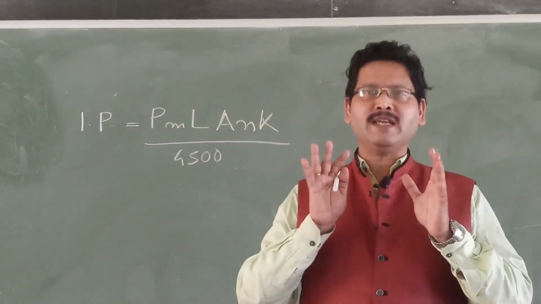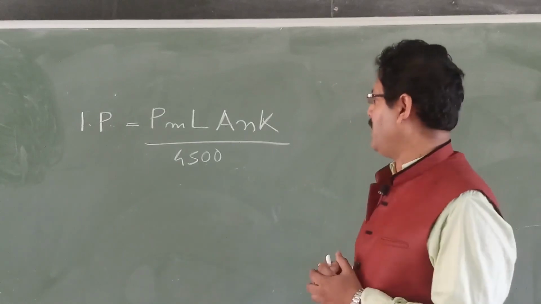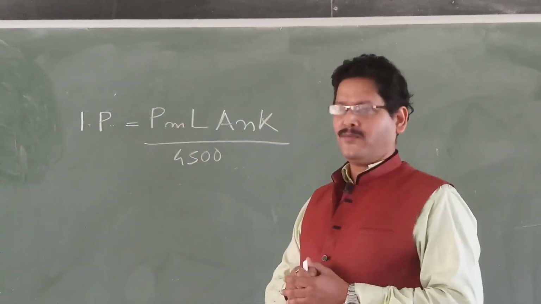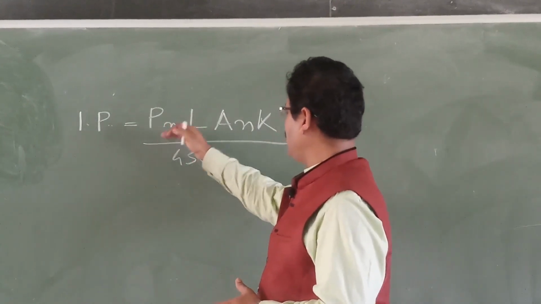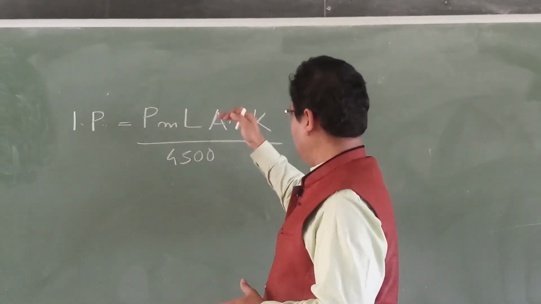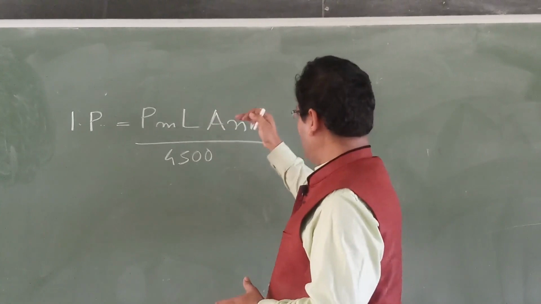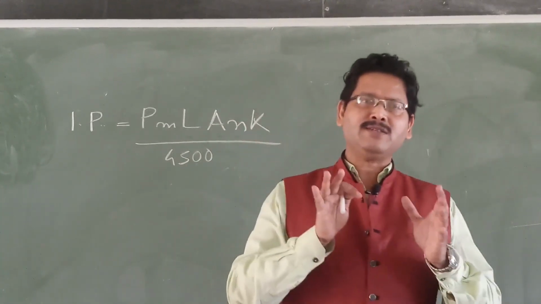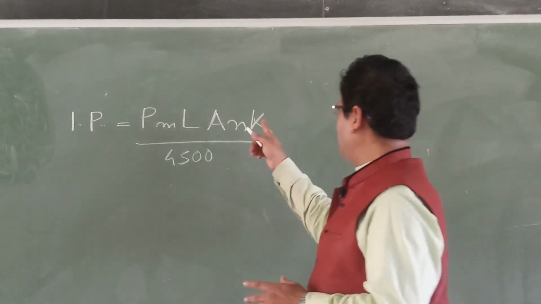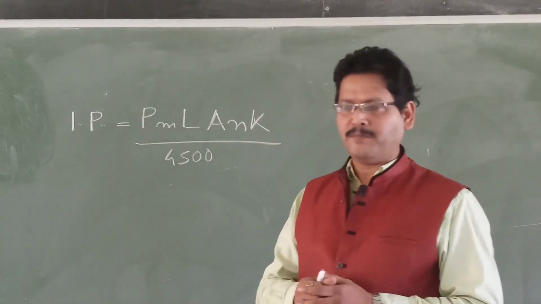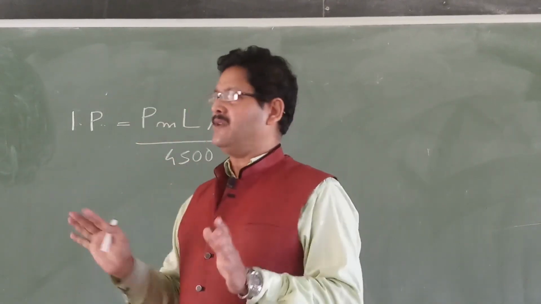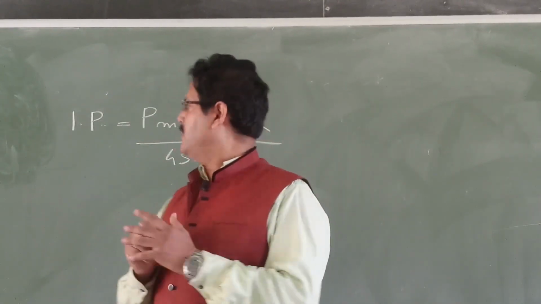Now theoretically one can increase the indicated power by increasing any of these 5 things, that is mean effective pressure, length of the stroke, area of cross section, number of working strokes and number of cylinders. First, let us consider the number of cylinders. Once the engine construction is made, you cannot increase the number of cylinders.